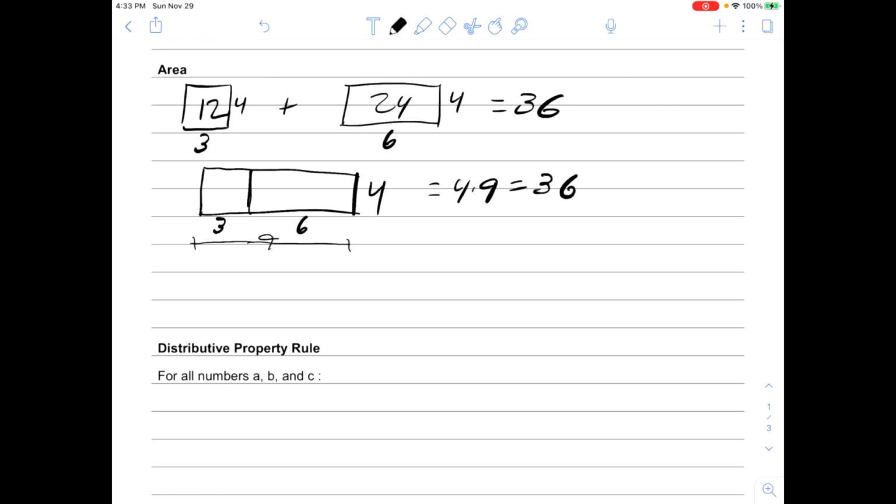So I got 36 whether I found the area of each rectangle separately and added them, or if I pushed them together, added the side lengths, and multiplied. I can do the same thing without area. So a second example of what is happening would be, let's say I did 2 times 5 and 2 times 10. Well, 2 times 5 is 10, and 2 times 10 is 20. And if I asked you to add those together, 10 plus 20 is 30.